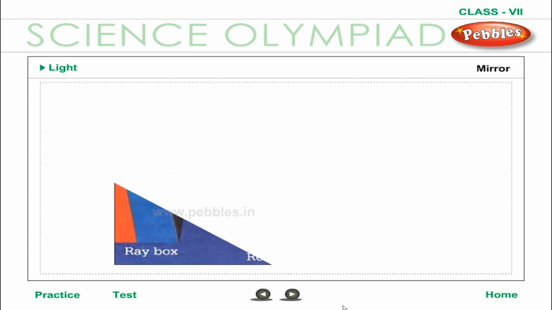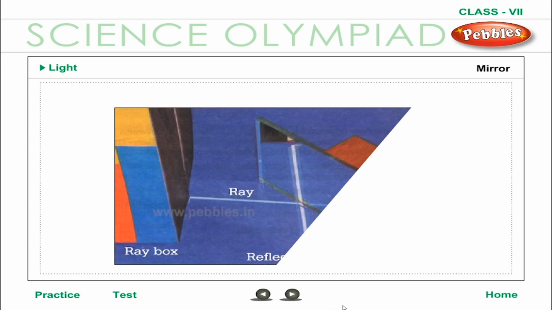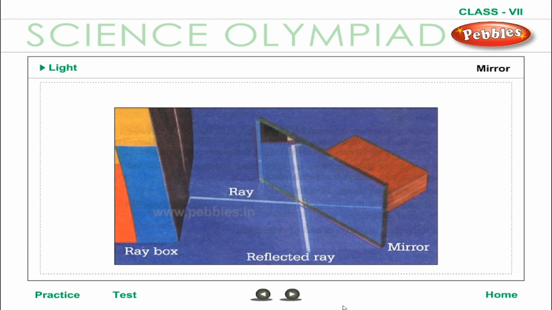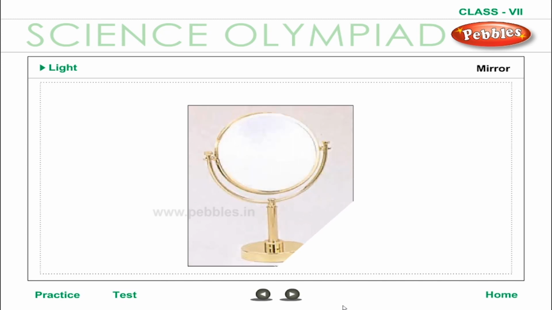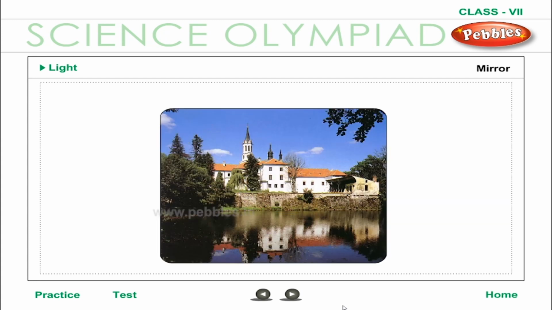Mirror. Any smooth polished surface which can return the ray of light into the same medium is called a mirror. Looking glass is the best example of a mirror. Any highly polished metal surface also acts as a mirror. Still water or oil have a smooth surface and hence act like a mirror. Even highly polished furniture acts like a mirror.